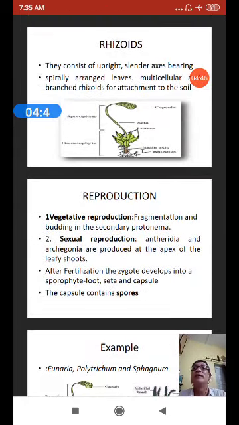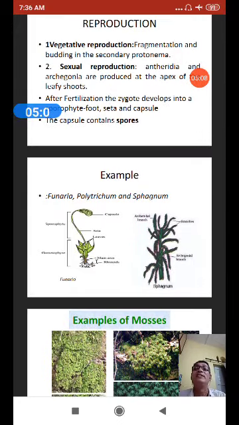Next, we have to explain the concept of rhizoids. The leafy stage consists of an upright, slender axis bearing spirally arranged leaves, attached by multicellular, branched rhizoids. Whenever reproduction is concerned, vegetative reproduction follows by fragmentation and budding in the secondary protonema. For sexual reproduction, antheridia and archegonia are produced at the apex of a leafy shoot.